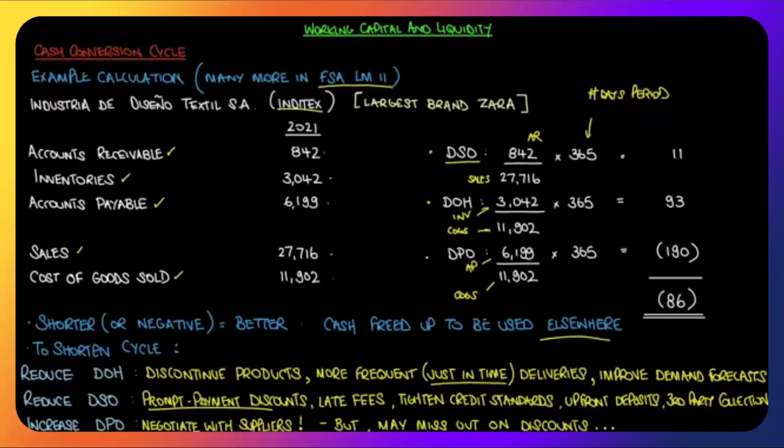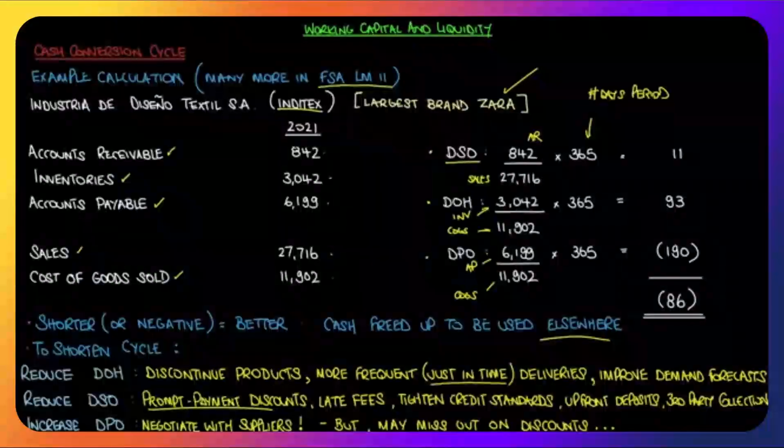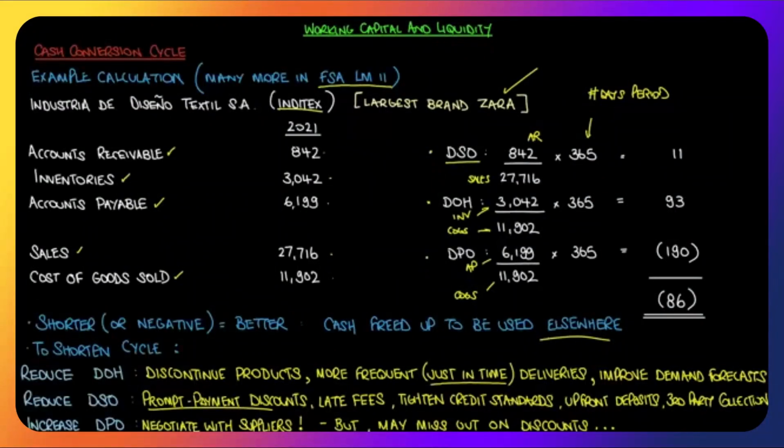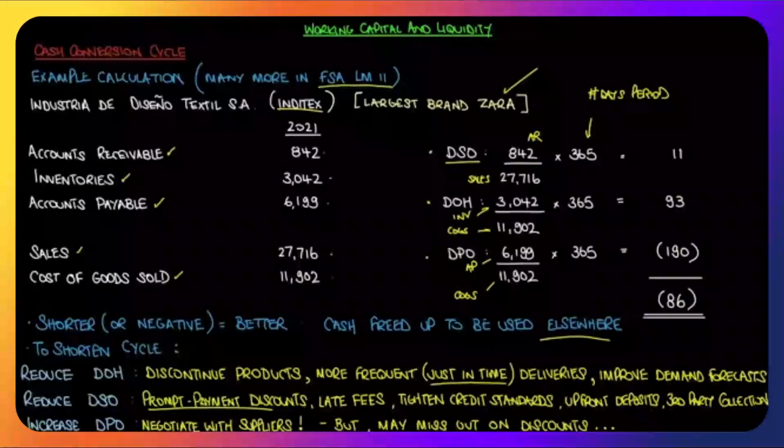Take upfront deposits, or be in a business where people pay upfront. Or get third parties to come in and collect your accounts receivable. There's going to be a cost with that again. But if that's their job, their specialty, they might be able to do it more efficiently than you.